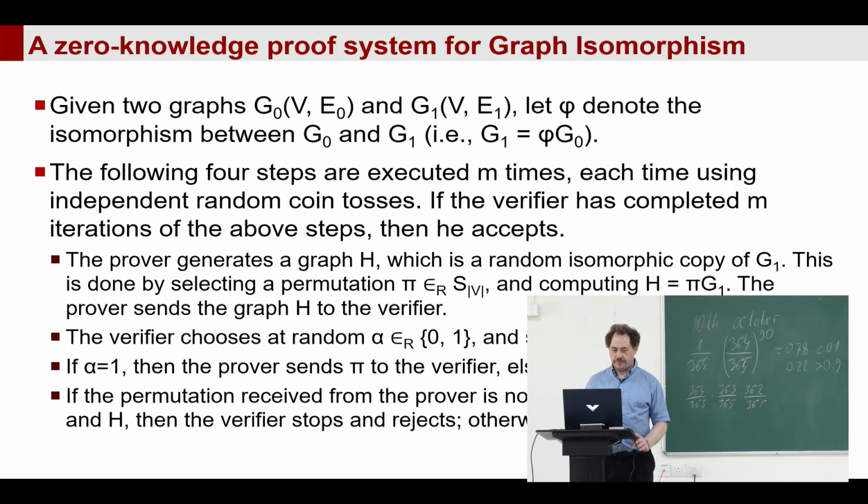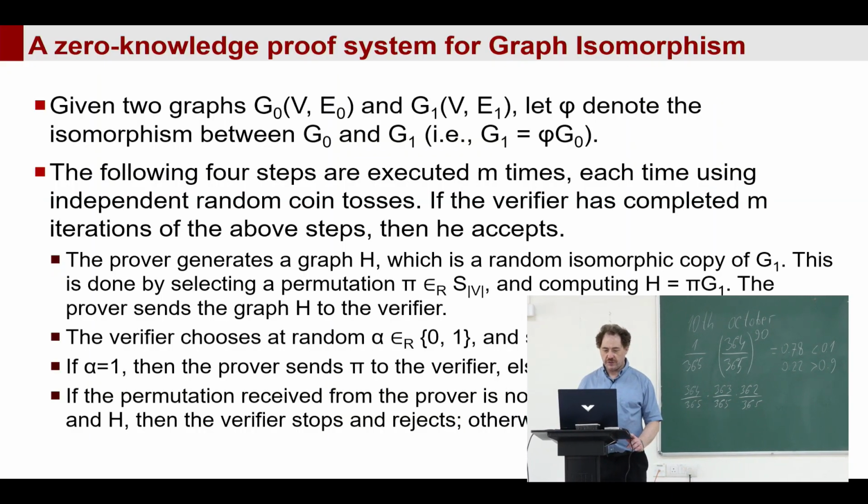So the idea of the proof is as follows. We're executing 4 steps a certain number of times, and each time we are using independent random coin tosses. If the verifier completes all iterations successfully, then he accepts; otherwise, one failure and the verifier rejects. So what happens at each step?